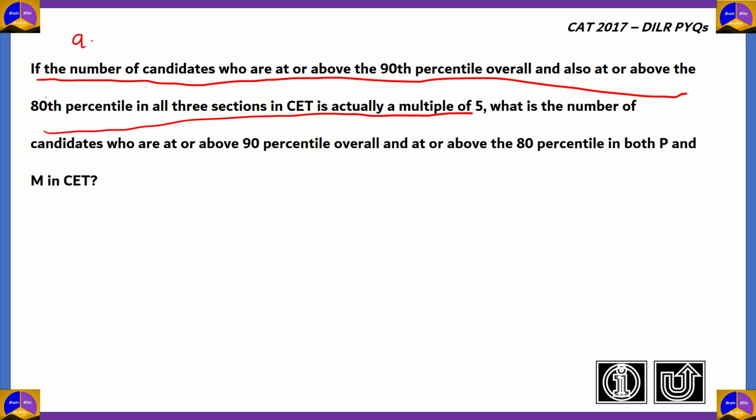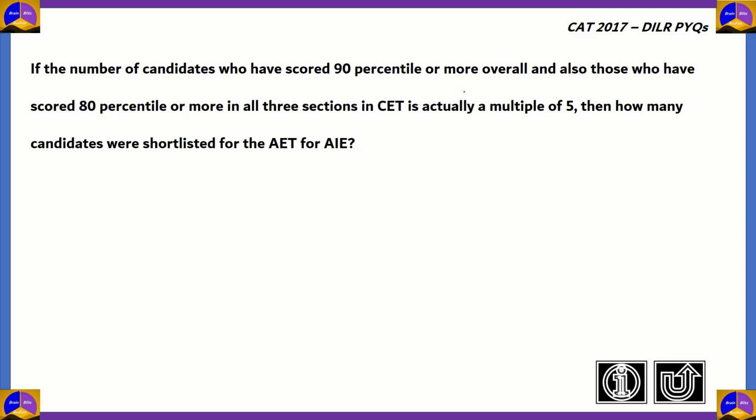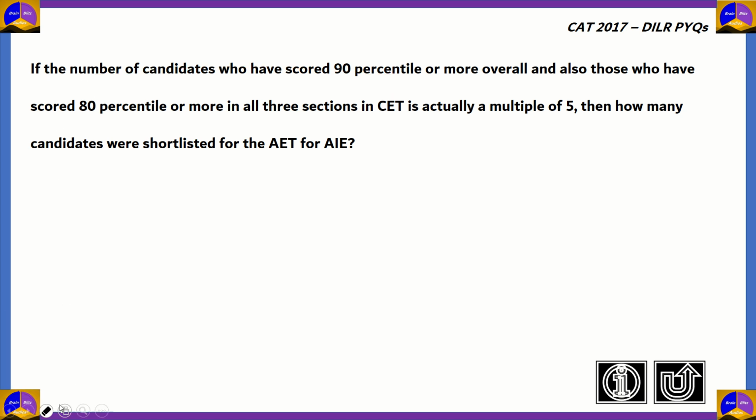Now again, that means we're using the condition A equals 10, D equals 10, E equals 40, F equals 100, G equals 20. Now the next half of the question says, what is the number of candidates who are at or above 90 percentile overall? Again, this is basically the same question. Let's move on to the third question. Again, as I've illustrated before, the first half is similar.